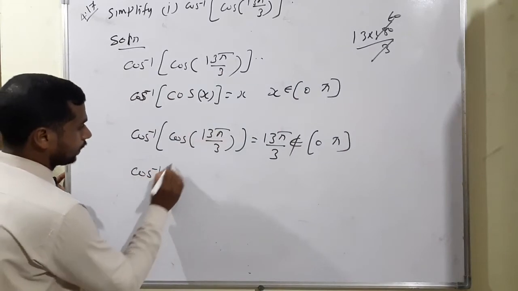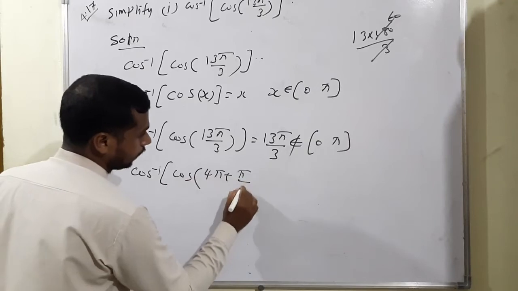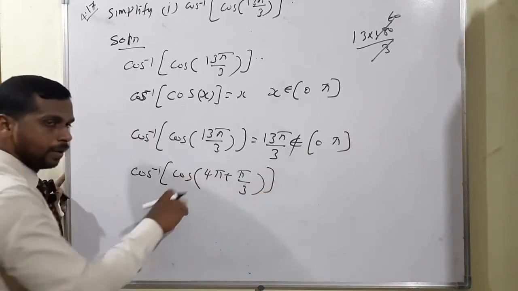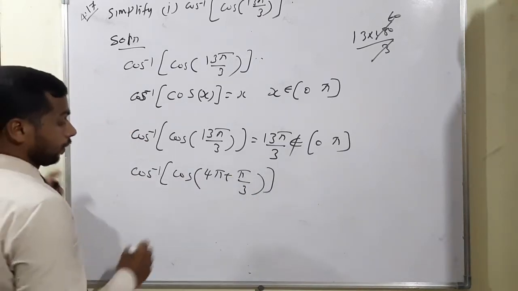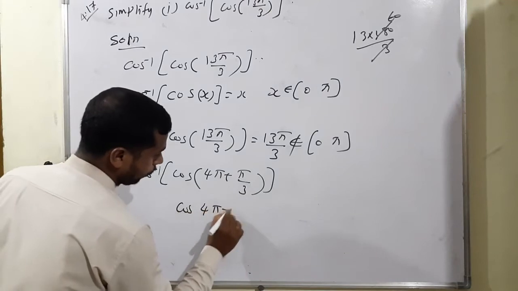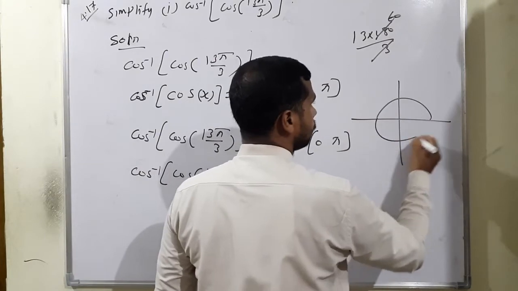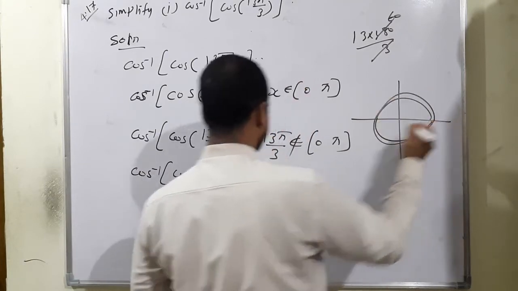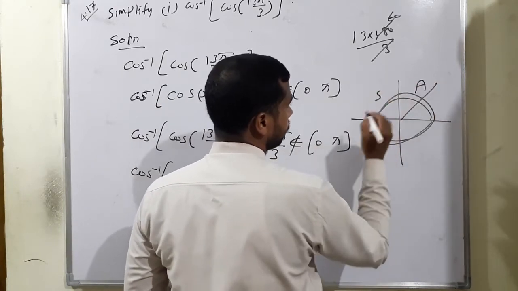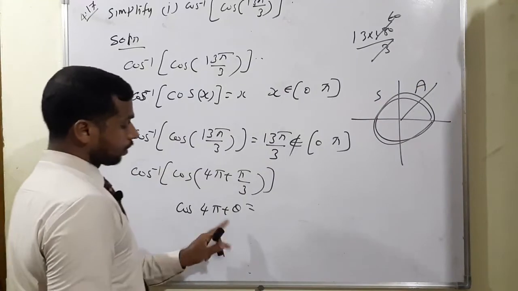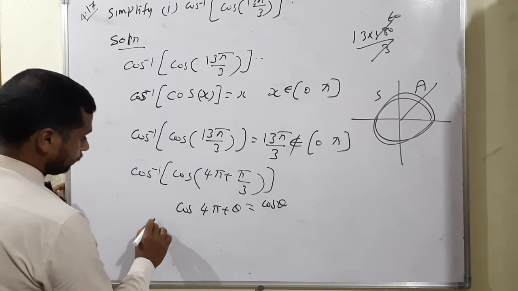How to expand? Cos inverse cos of 13 pi by 3 means 4 pi plus pi by 3. Now you can check it: 3 into 4 pi means 12 pi, 12 pi plus pi means 13 pi. So we can write it as 4 pi plus pi by 3. Therefore, cos of 4 pi plus theta, according to the unit circle, 0 to pi, 2 pi, 3 pi, again 4 pi, but 4 pi plus means it lies in the first quadrant. In the first quadrant all values are positive, so cos of 4 pi plus theta is equal to cos theta, isn't it?